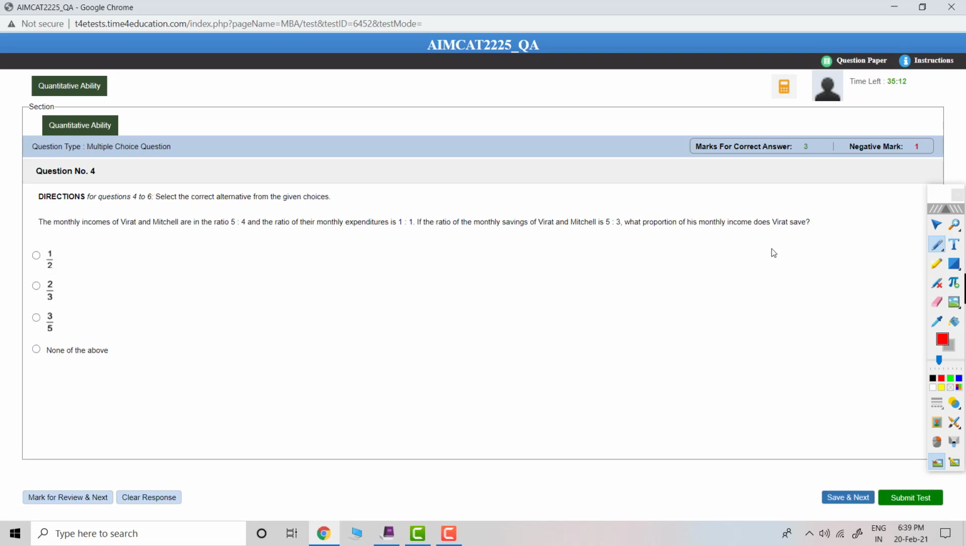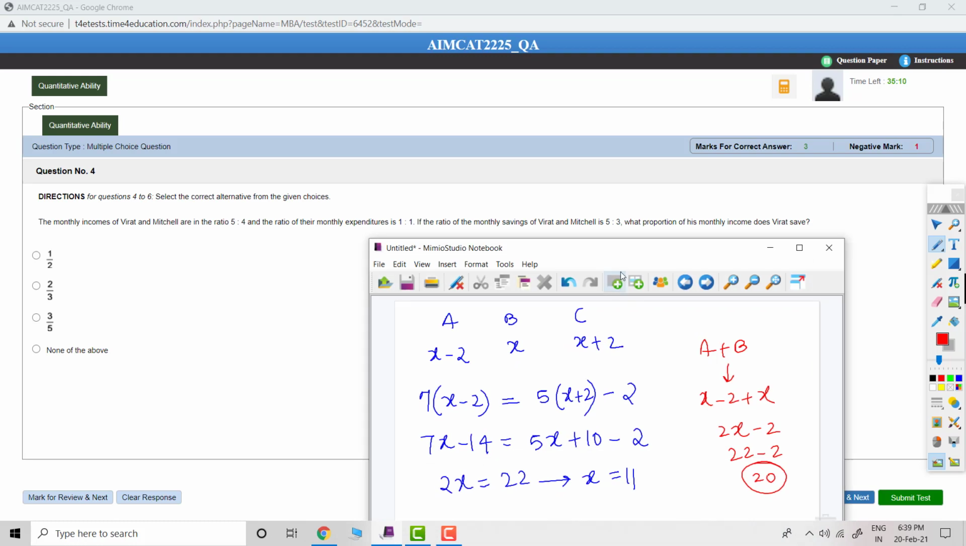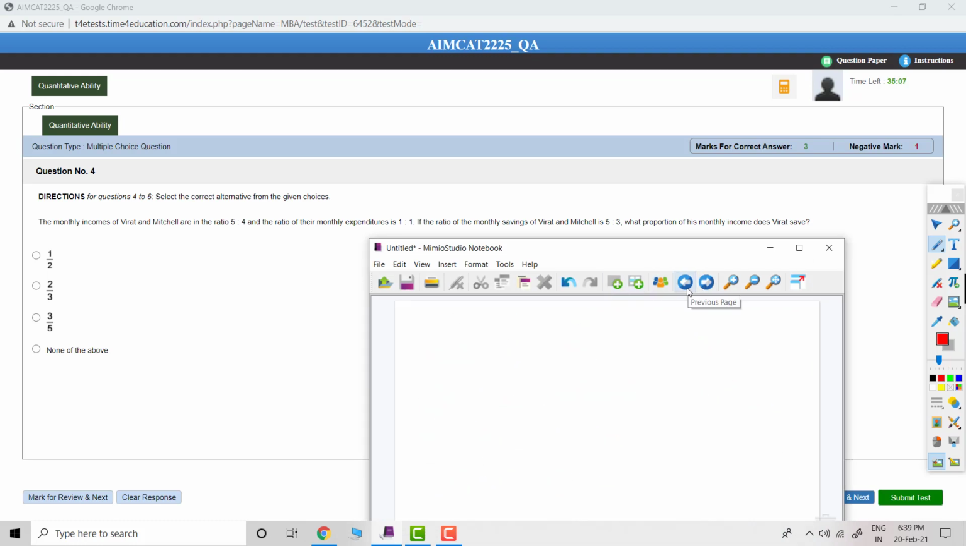Now, question number 4. Let's have a look at question number 4, everyone. Question number 4 says the monthly income of Virat and Michelle is in a ratio 5:4. This is Virat and this is Michelle. Their income is given, expenses are given. The ratio of their income is 5:4, so let's assume their income is 5 rupees and 4 rupees. The ratio of their monthly expenditure is 1:1, means their monthly expenditure is the same, so I'm going to assume their monthly expenditure as x and x.